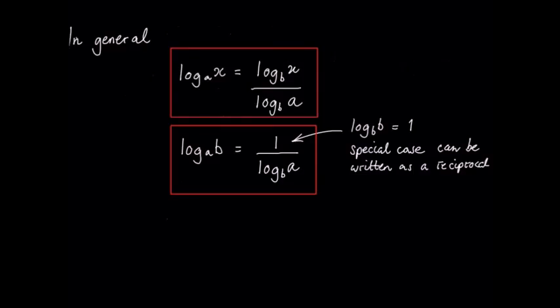So in general terms, if we have something in the form of log to the base a of x, we can rewrite it as log to the base b of x divided by log to the base b of a. So b is the new base that we're converting to. There's a special case when we have log b of b, which we know is going to equal 1. So we can then write this as a reciprocal. We'll have a look at how we apply both of these rules in the following examples.